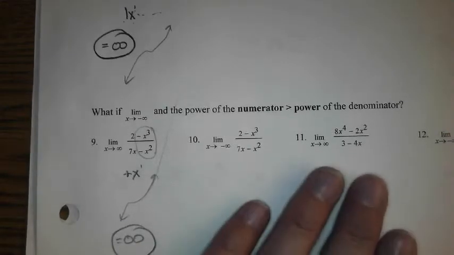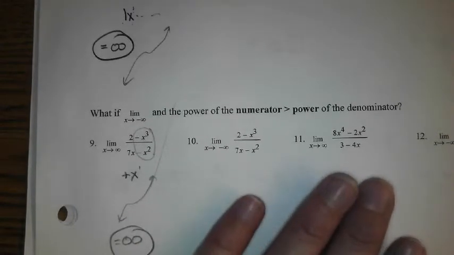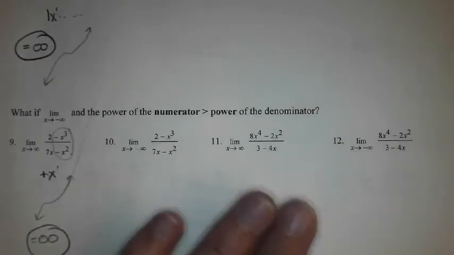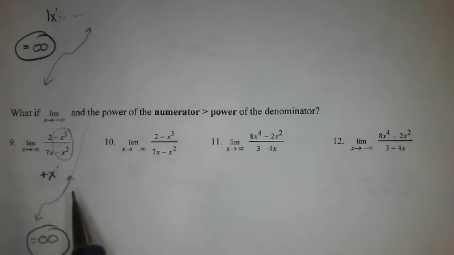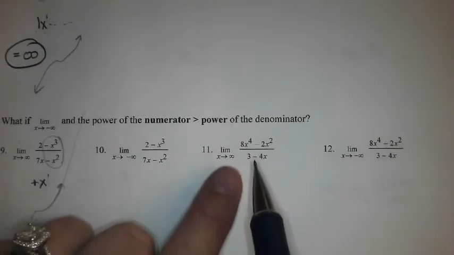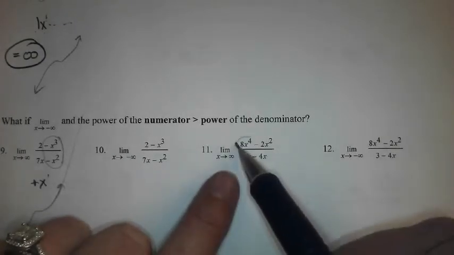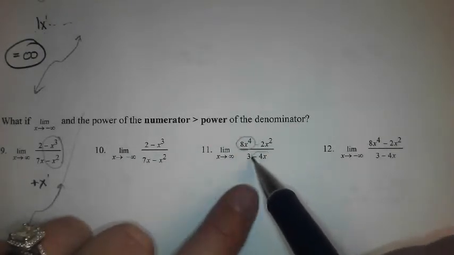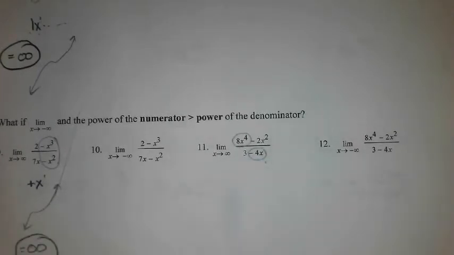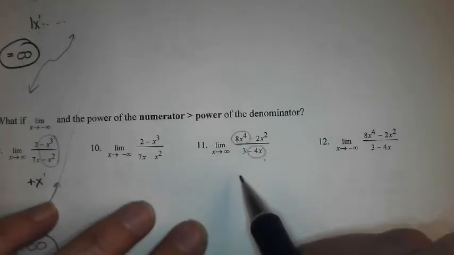Let's do 11. 11's a good one. I pick 11 because they all keep dividing out to something to the first power, which is not always the case, like in 11. Your leading term is 8x to the fourth, and in the bottom it should technically be negative 4x. So that's big over small, agreed? So when you divide that, what would you get as your leading term?